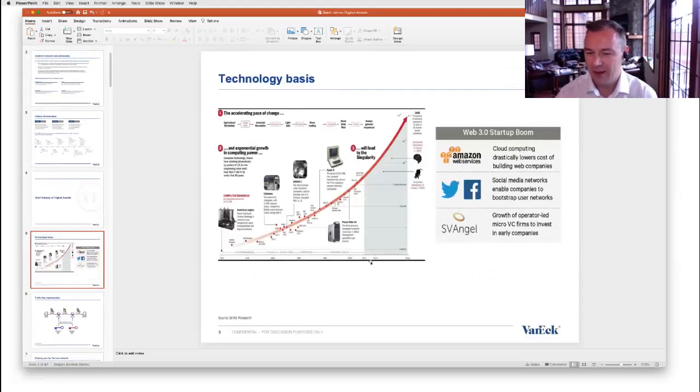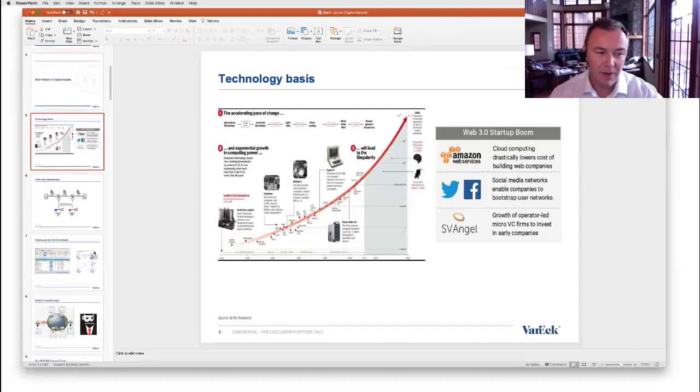There are three trends that have provided the technology basis in the past 30 years that enabled the creation of digital assets. One is the evolution and the drastically lower cost of cloud computing and web services. The other is social media networks and what they enabled in bootstrapping networks. And the third is the growth of operator-led micro VCs that invested in early companies. Those three trends accelerated a lot of the technological processes that led to the creation of many of the digital asset businesses and digital assets themselves.